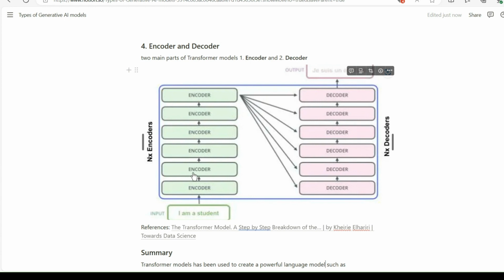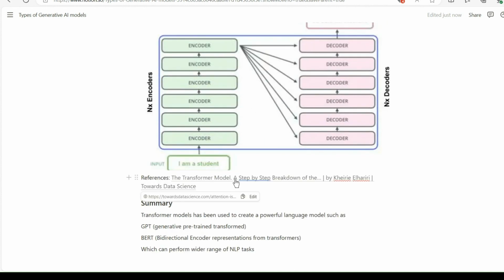The encoder reads the entire sentence and creates a representation that captures the meaning of each word in context. Next, the decoder generates the translation one word at a time, using the attention mechanism to focus on different parts of the input sentence as needed. So this was the encoder and decoder in brief. If you want to deep dive into more details on how it works, you can check out this blog, the transformer model step by step breakdown. I will put this link in the description.